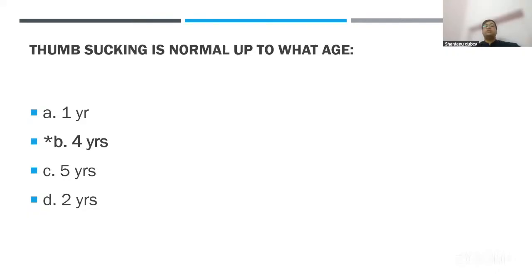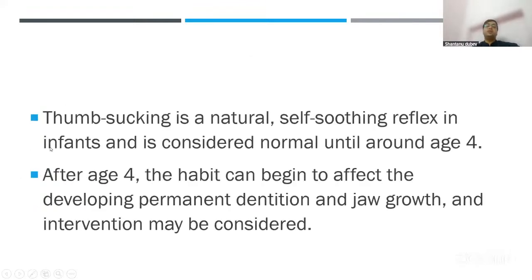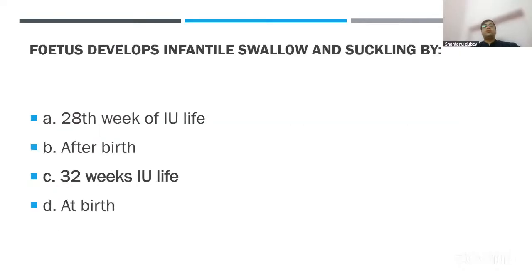Okay. Thumb sucking is normal up to what age? So thumb sucking is normal up to 4 years of age. It is a natural self-soothing reflex. Up until 4 years, everything is good. Beyond 4 years, it is a habit that has to be broken. Again, a time-based factual question.